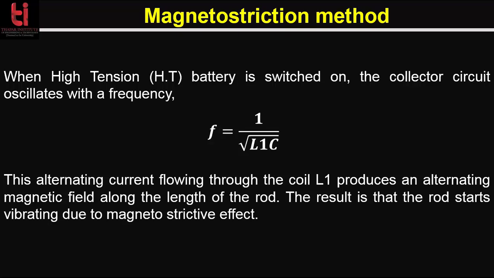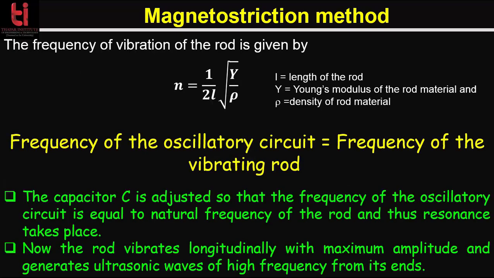This alternating current flowing through the coil L1 produces an alternating magnetic field along the length of the rod. The result is that the rod starts to vibrate due to the magnetostrictive effect, and the frequency of vibration of the rod will be equal to 1 by 2L into root over Y by rho, where L is the length of the rod, Y is the Young's modulus of the rod material, and rho is the density of the rod material.